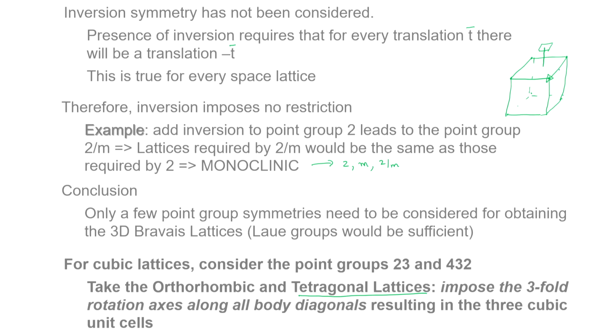Now, if I impose a 3-fold rotational symmetry along a body diagonal, this 4-fold will take it to the rest of the body diagonals. So, we will end up getting 4 3-fold rotational symmetries, and this will lead us to basically simple cubic unit cell. Similarly, if you take body centered tetragonal, you will get body centered cubic. If I take an end centered tetragonal, I will end up getting a face centered cubic. So, all the 3 unit cells can come out of tetragonal.